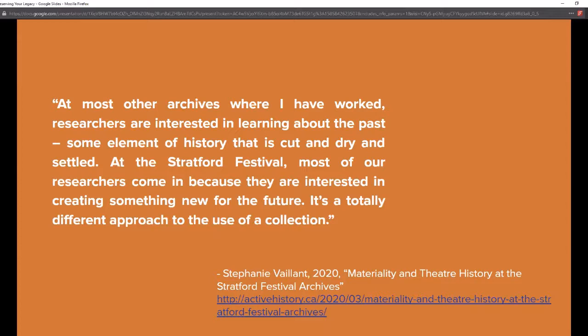So this archivist there says, in most other archives where I've worked, researchers are interested in learning about the past, some element of history that's cut and dried and settled. At the Stratford Festival, most of our researchers come in because they're interested in creating something new for the future. They want to see how Hamlet was done in the past and how they can improve upon it and try something new. Can I see all the different variations and the different cuts and omissions and decide what I want to do based on what's been done in the past? So there's something really, really special about art archives, and that's certainly why I was interested in this project and why I want to work on it.